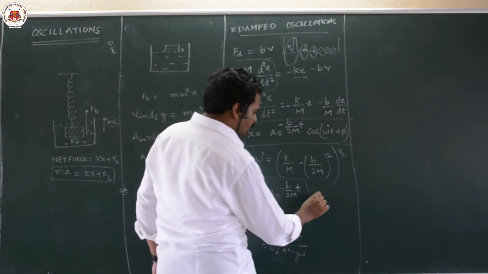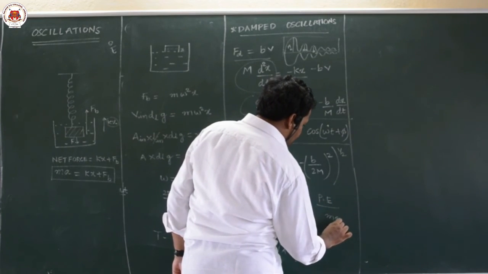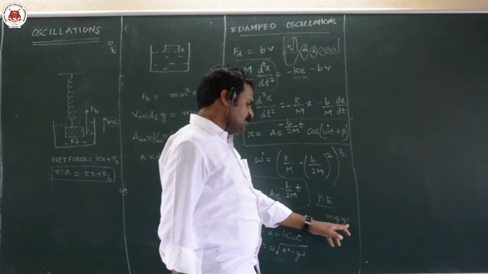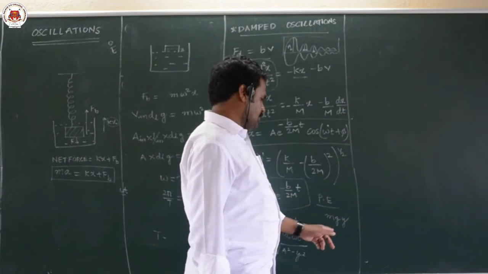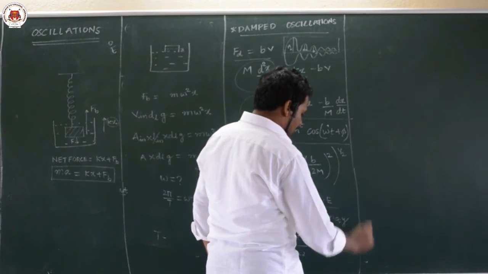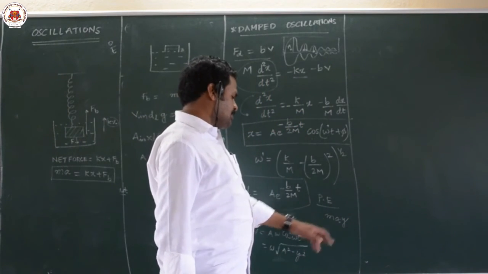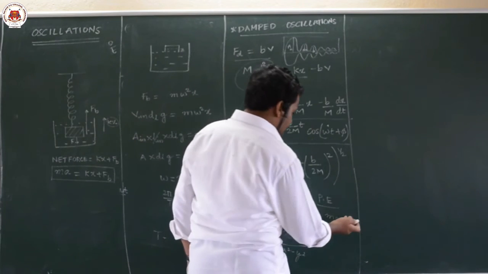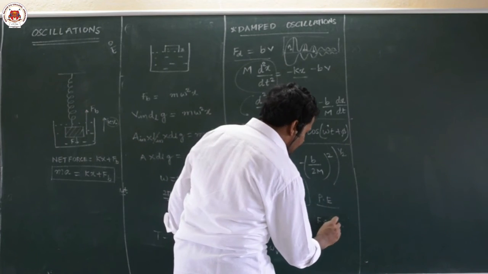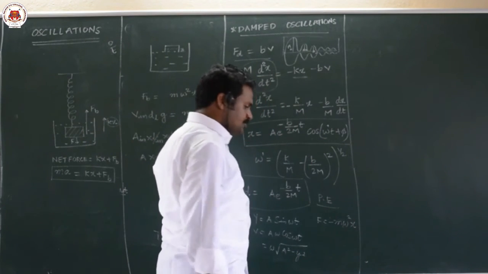Similarly, we can write potential energy. Potential energy is mg into y, where y is the displacement. Y value is a sin omega t. You can write the acceleration here: m a y. So, based on acceleration you can find potential energy. Otherwise, you can take the force acting. You can take minus m omega square x as the force acting.